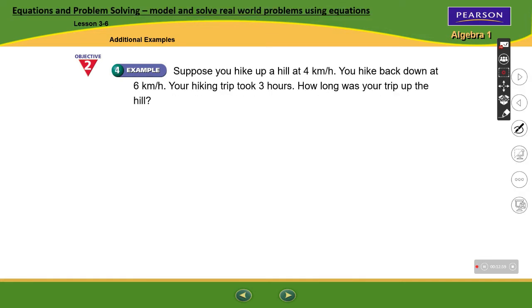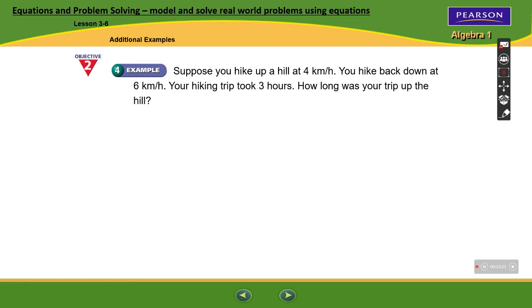All right, so on to the next one. This one's kind of a similar problem. It says, suppose you hike up a hill at 4 kilometers per hour. That's giving you a speed again. You hike back down at 6 kilometers per hour. Again, a speed. Your hiking trip took 3 hours. Okay, so this time they tell you the total time it took. How long was your trip up the hill?